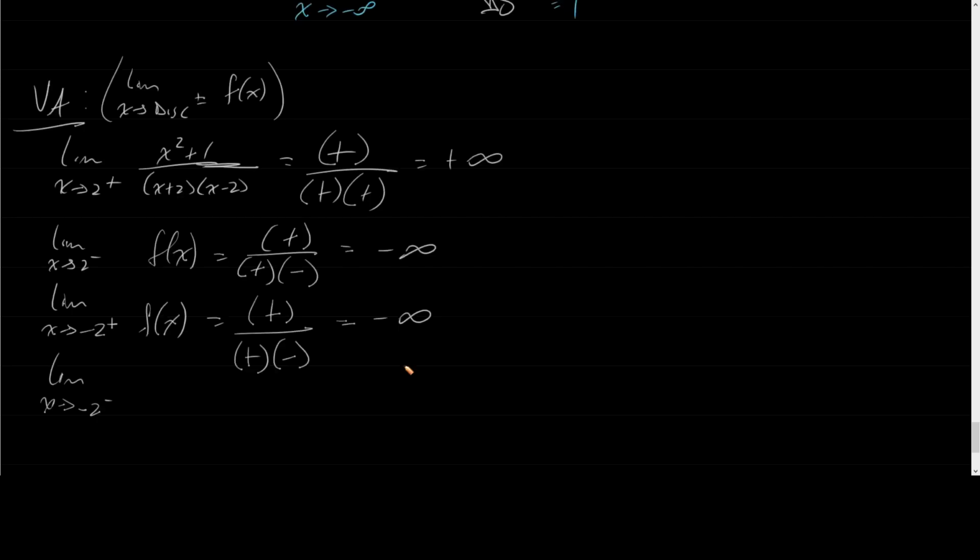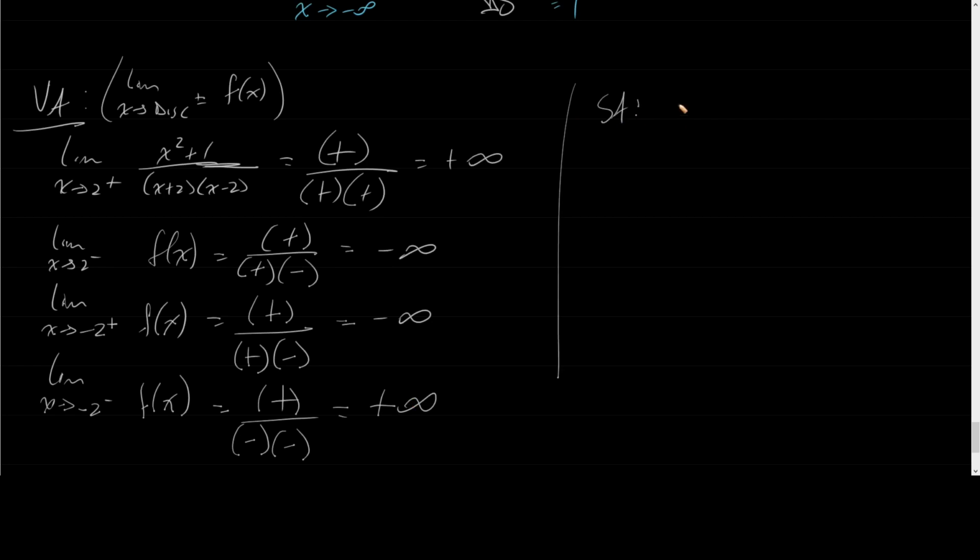And lastly there, as we're approaching negative 2 from the left of our function, well, we already said that the top is always positive. The denominator, negative 2 from the left, something like negative 2.1. Negative 2.1 plus 2, negative. Negative 2.1 minus 2, still negative. Overall, negative times a negative is positive, positive over positive is positive. All right, so there we go. We've got the behavior around each of our vertical asymptotes.